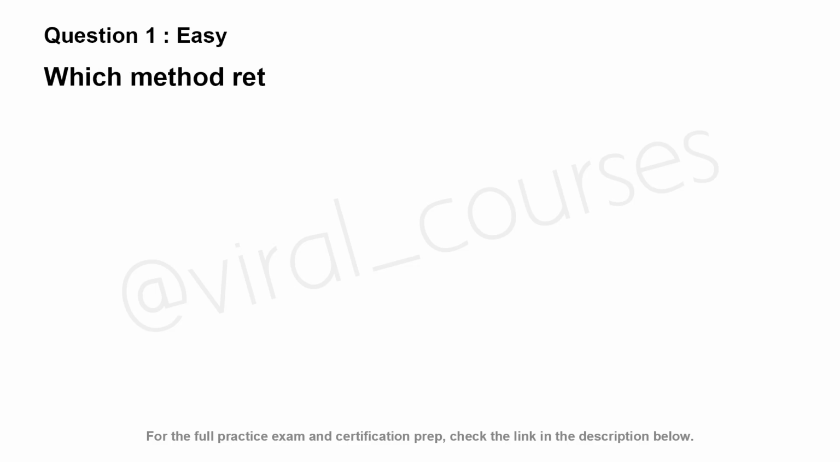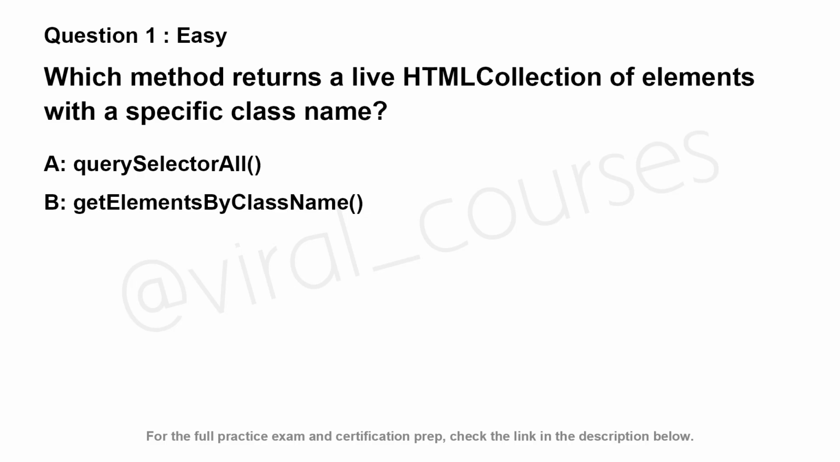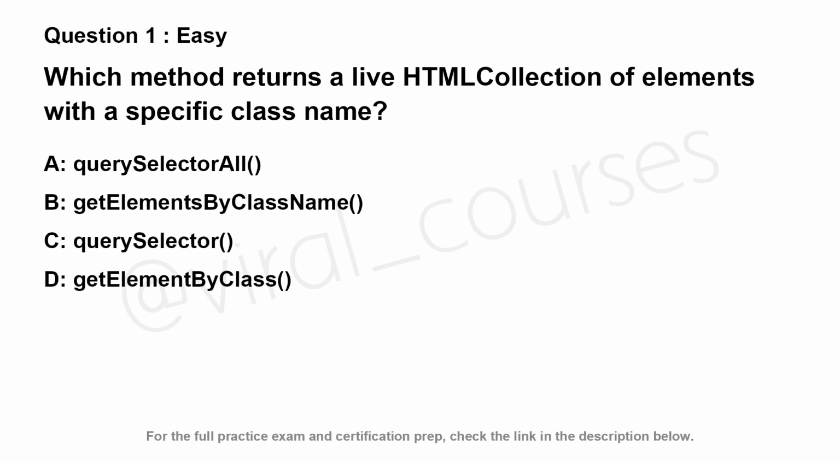Which method returns a live HTML collection of elements with a specific class name? Option A. querySelectorAll. Option B. getElementsByClassName. Option C. querySelector. Option D. getElementByClass.